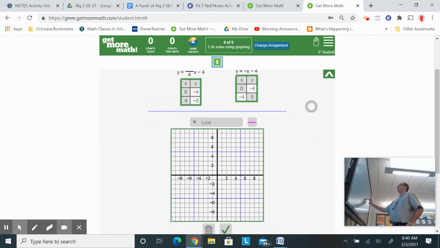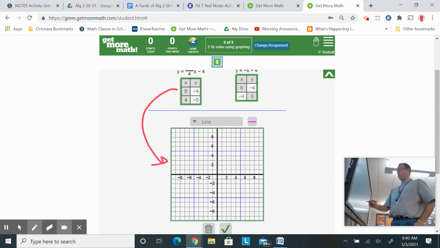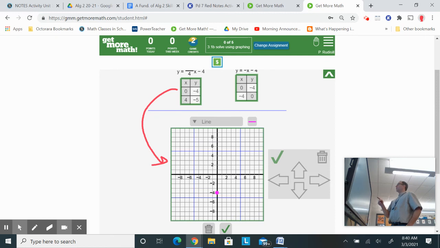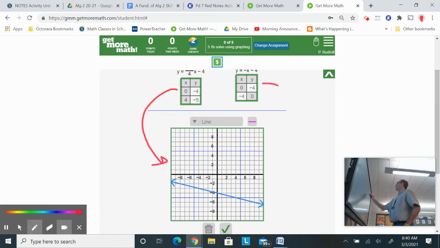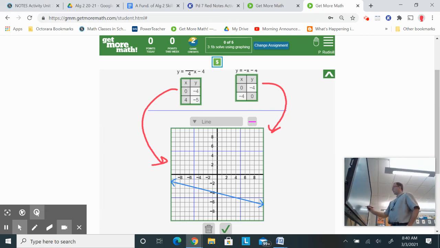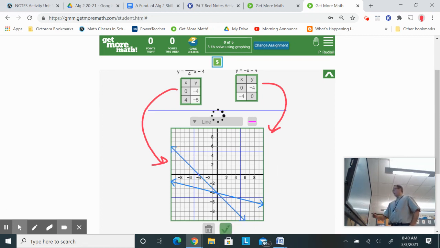Let's do some graphing. Let's graph the first ordered pairs from the first t-chart. So 0, -4. X is 0, y is -4. I'm pretty sure I did that right. So x is 4, y is -5 is next. So x is 4, y is -5 is here. So there's my first equation line. Go to my next t-chart. Let's graph those two ordered pairs. 0, -4. So it's right there. And then -4, 0 is here. Draws the line. I'm going to hit the check to see if I graphed them correctly.